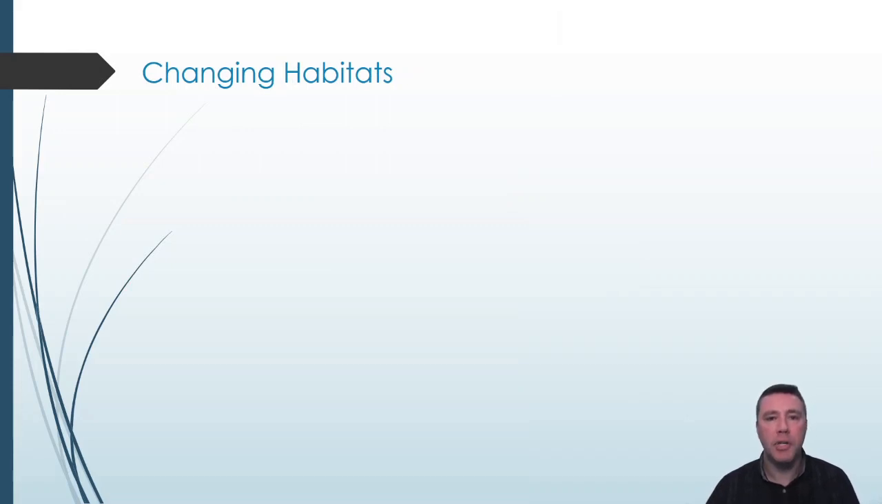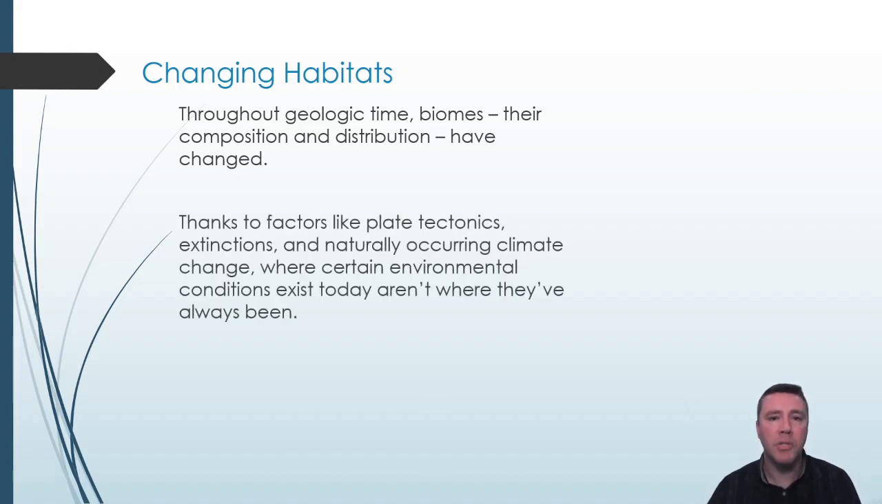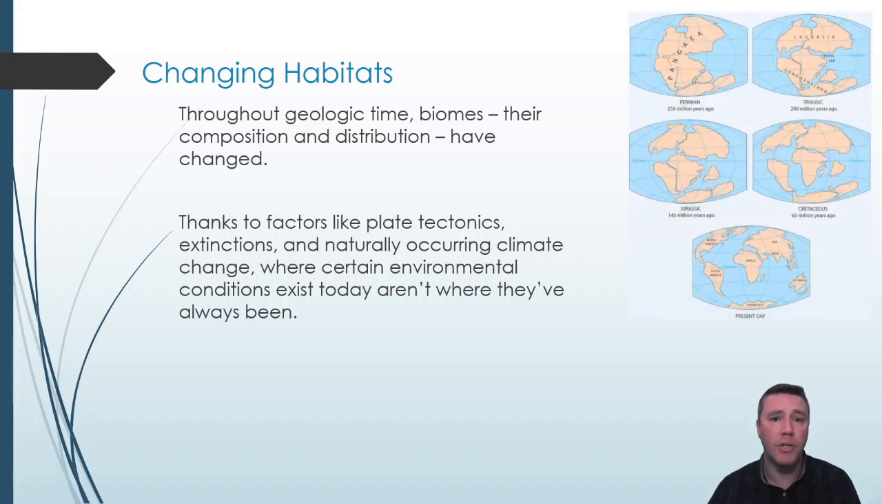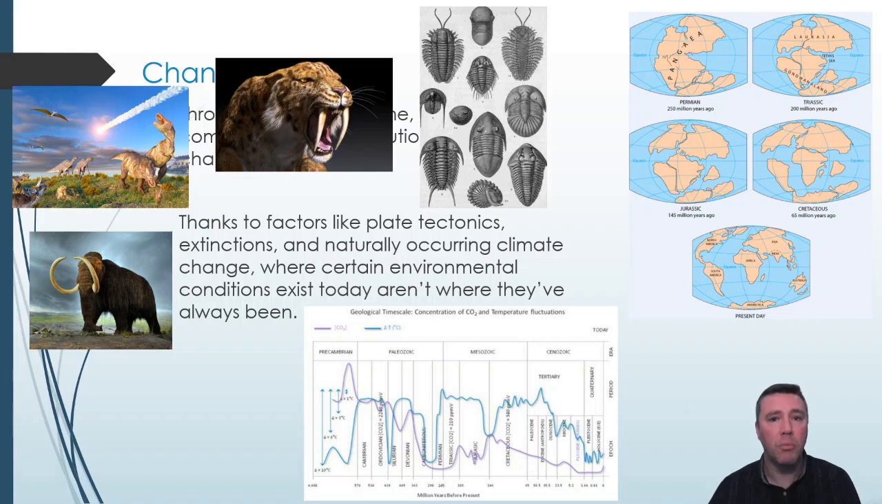The look and position of Earth's biomes today isn't how it's always been. Throughout geologic time, over millions of years, the composition and distribution of biomes have changed. About 250 million years ago, nearly all of Earth's land masses were collected into one supercontinent called Pangaea. But thanks to plate tectonics, the continents have shifted from that position. That shift affects what kinds of environmental conditions are present in a given area. Extinctions and naturally occurring climate change also play roles in the makeup of biomes.